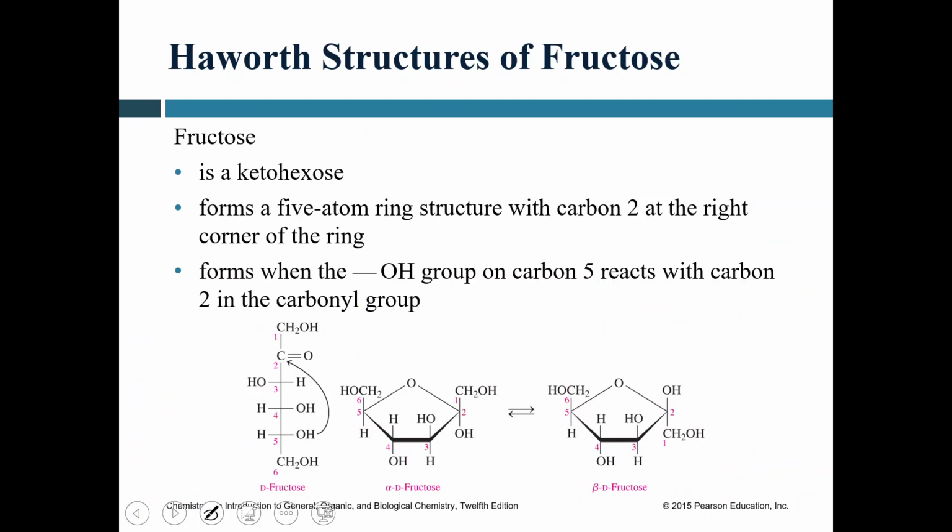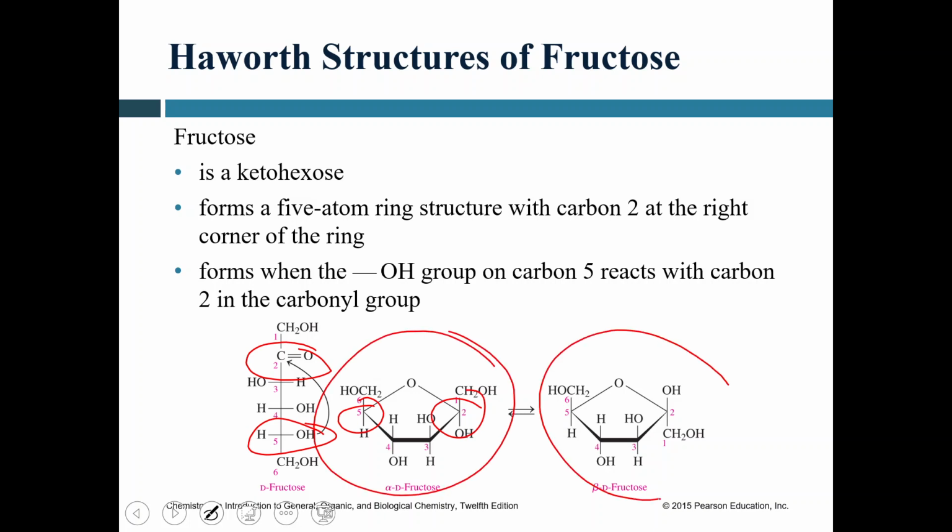So now let's talk about fructose. Fructose is a ketohexose, so fructose forms a 5-atom ring structure. Carbon 2 will be on the right corner of the ring, and carbon 5 will be on the left corner. This Haworth structure forms when the OH group on carbon 5 reacts with carbon 2 in the carbonyl group. You can see alpha D and beta D fructose.